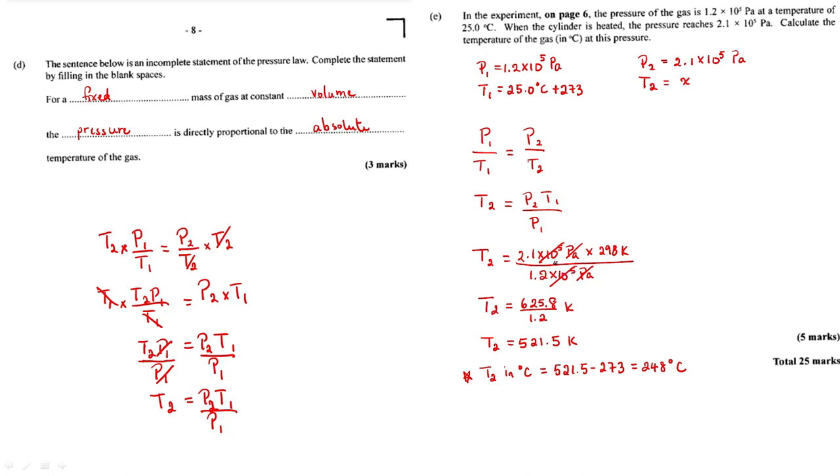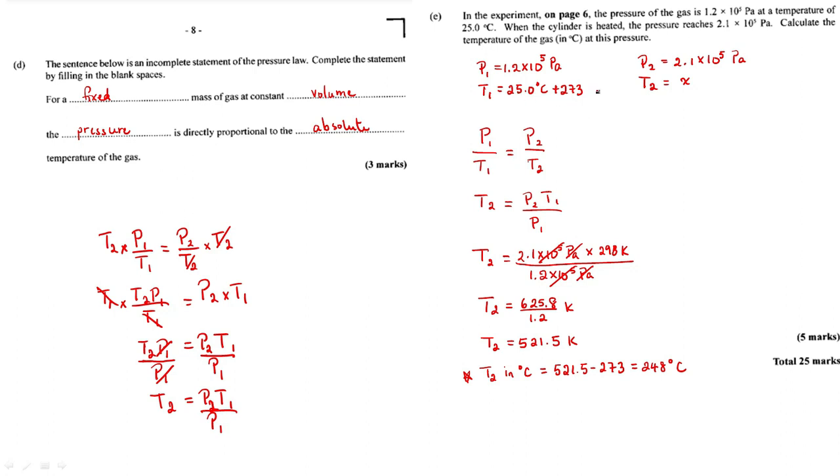After a series of calculations, we calculate the top separate from the bottom. We get 625.8 divided by 1.2, because the 10 to the 5 cancel out. And we got Kelvins here. We get 521.5 Kelvins. But let's not forget they overcomplicated everything and required you to convert the temperature from Kelvins to degrees Celsius. You had to do a bunch of conversions.